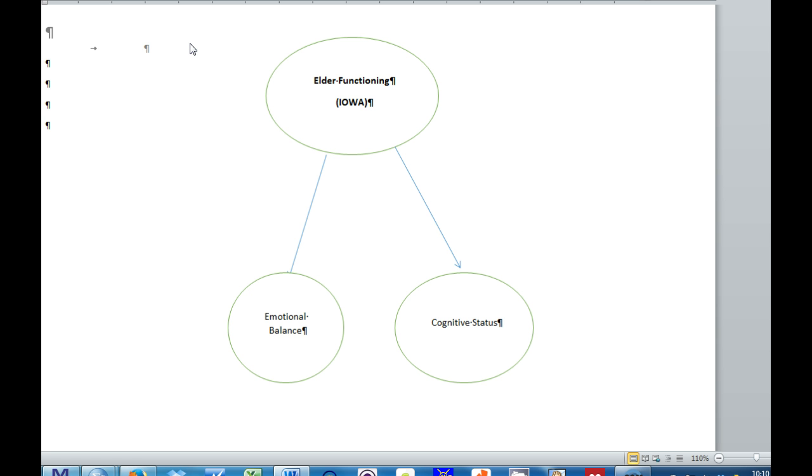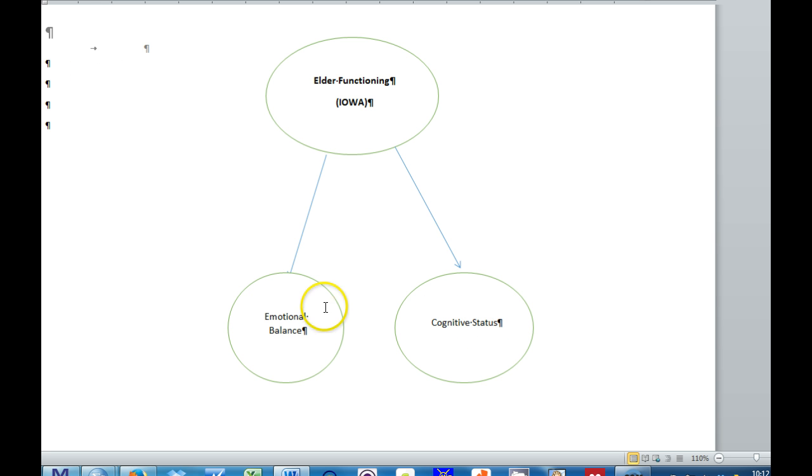So again, we have this Iowa Self-Assessment Inventory, which is a multidimensional measure, has multiple items that are divided up into distinct subscales or areas. It uses a rating scale with at least 5 points on the rating scale. A composite score can be created for the overall score of elder functioning, and more specifically, scores for different domains or areas of functioning. In this case, our attention is on the emotional balance and the cognitive status domain.